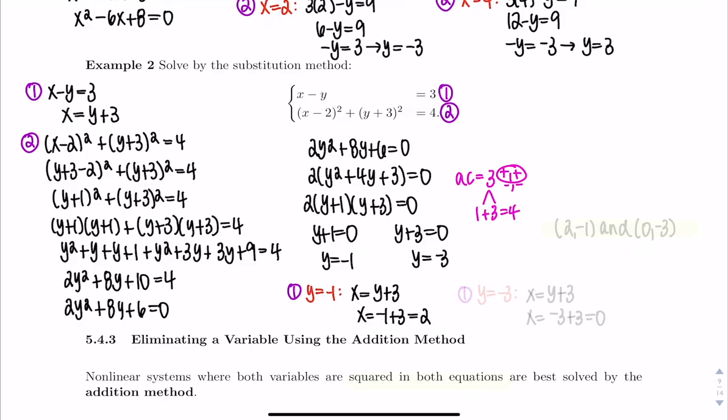Let's do the same thing for the other y value, y equals negative 3. We have x equals y plus 3, but that's just negative 3 plus 3, which is 0. So our two coordinates are 2, negative 1, and 0, negative 3.